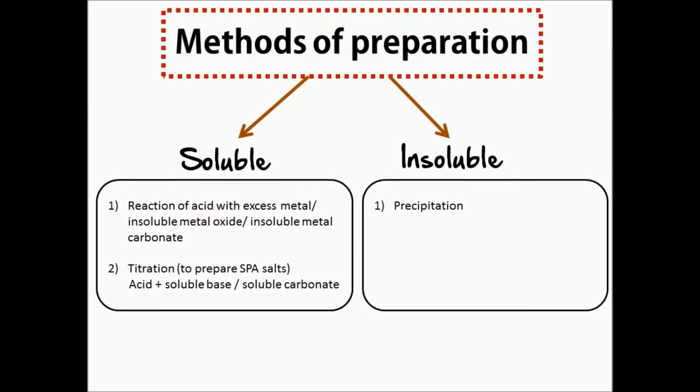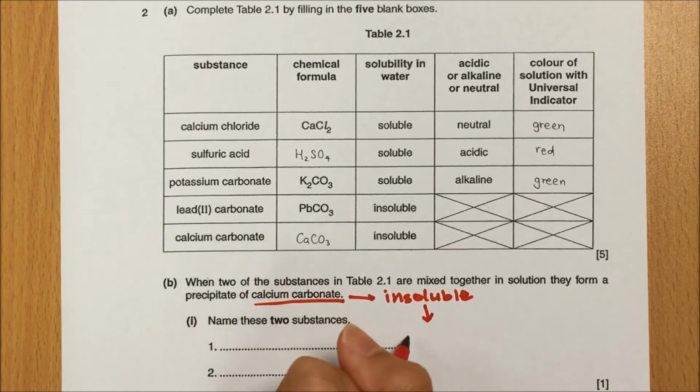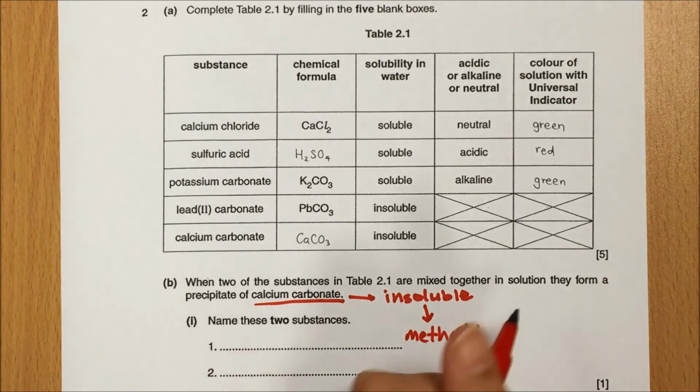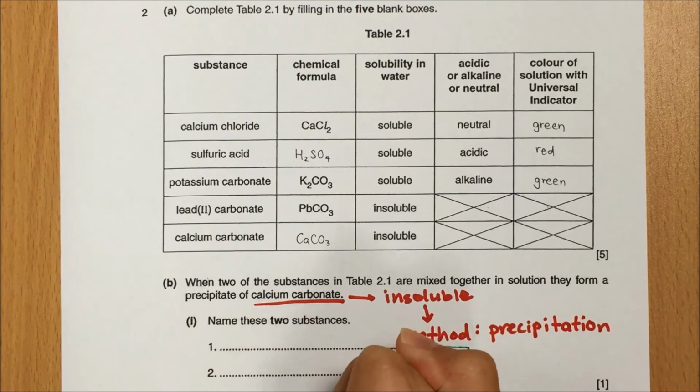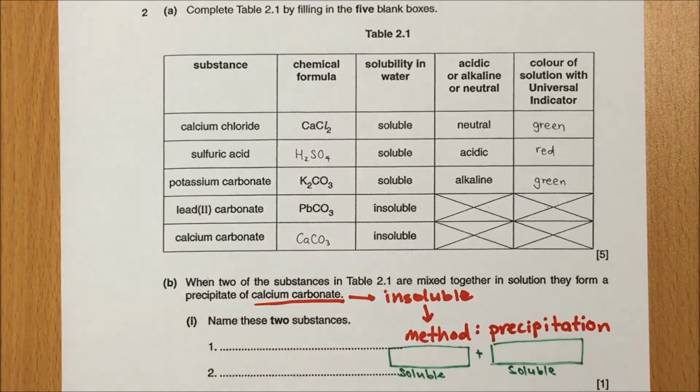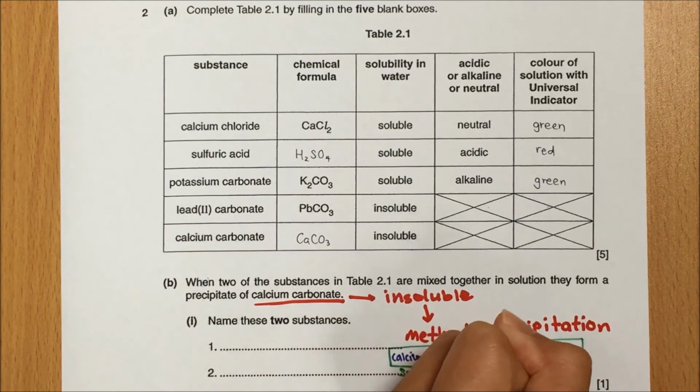After identifying its solubility, you should recall the method which can be used to prepare an insoluble salt. It is precipitation. Recall that for precipitation, the two starting reactants have to be soluble. Since we want to obtain calcium carbonate, we need to have a calcium compound and a carbonate compound.